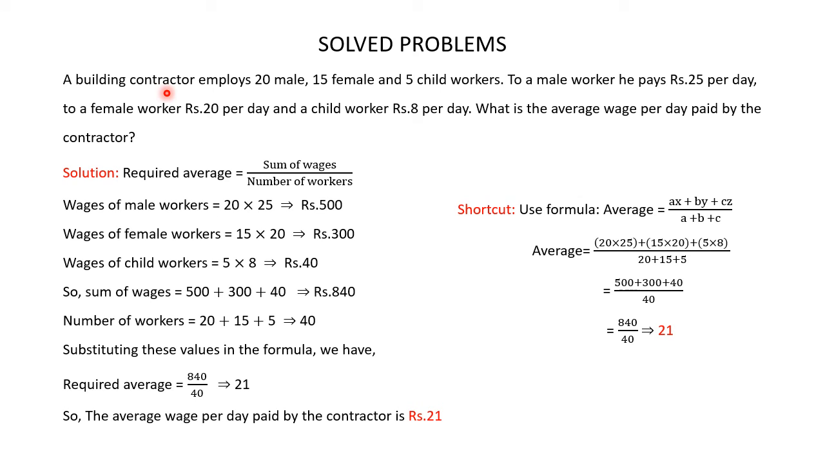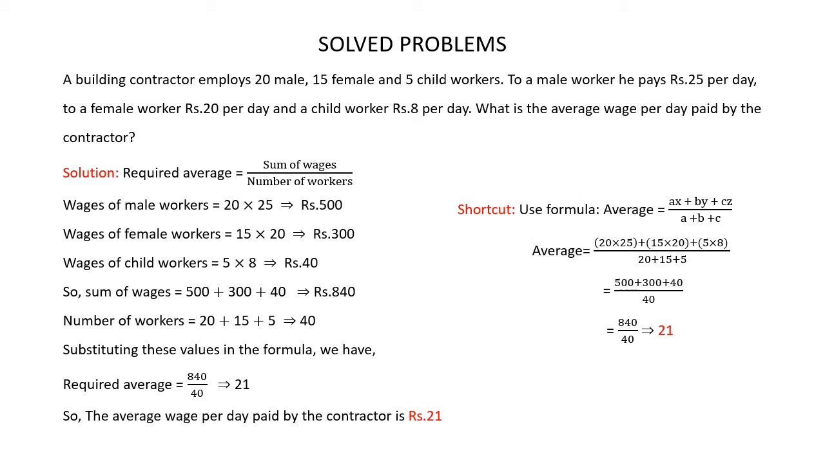A building contractor employs 20 males, 15 female and 5 child workers. To a male worker he pays 25 rupees per day. To a female worker he pays 20 rupees per day. And a child worker gets 8 rupees per day. What is the average wage per day paid by the contractor?